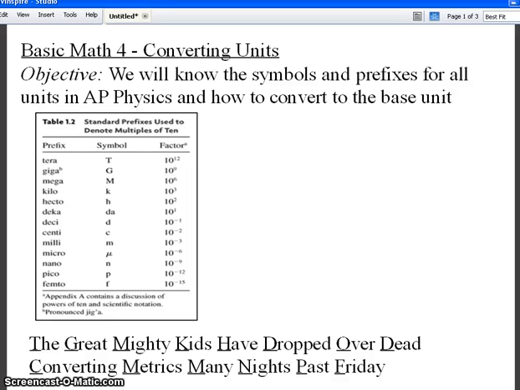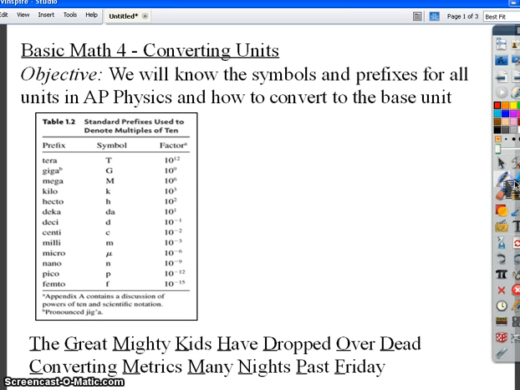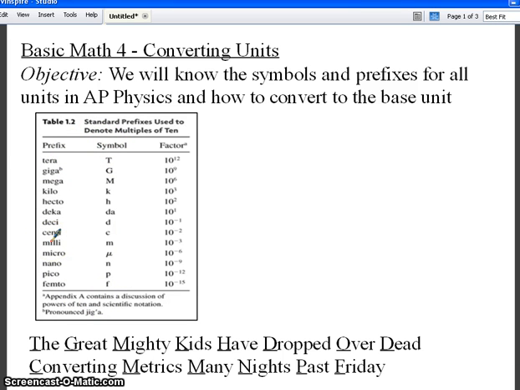All right, good morning, class, and welcome to this lesson on Basic Math 4, Converting Units. Today we will know the symbols and prefixes for all units in AP Physics and how to convert to the base unit. So, we're going to have a lot of units in physics, and so these prefixes will give us an idea of the scale of what we're talking about.